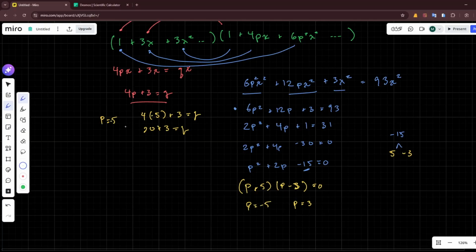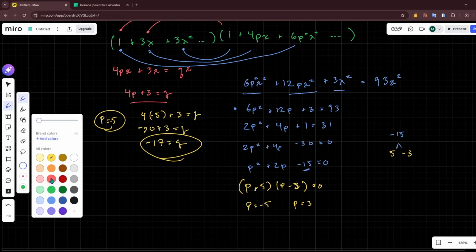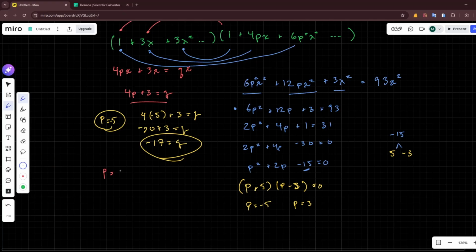Minus 5 goes in here. Then we've got minus 20 plus 3, so this is minus 17 will be our value for q. So that's one set of solutions. And then the next set we're going to have is p equals positive 3. 4 times 3 plus 3 is q. So this is going to be 12 plus 3, which is equal to q. 15 equals q. So two sets of solutions. When p is negative 5, q is negative 17. When p is 3, q is 15.